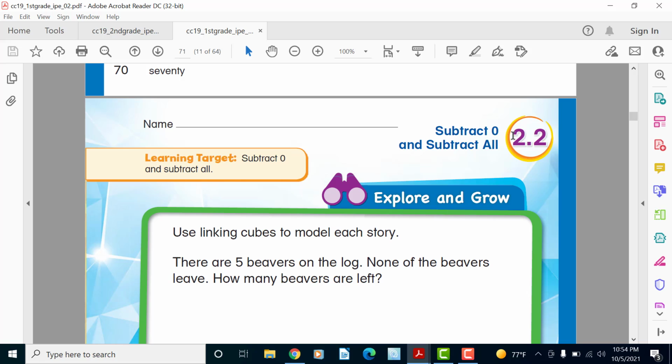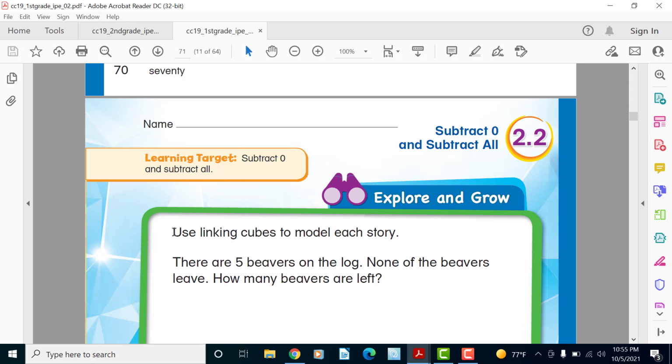And now, with 2.2, we're actually doing 2 things here. We might be subtracting 0, so maybe having 4 minus 0. Or we might be subtracting all. So we might be saying 4 minus all 4. So our target here is pretty similar to our title. Subtract 0 and subtract all.